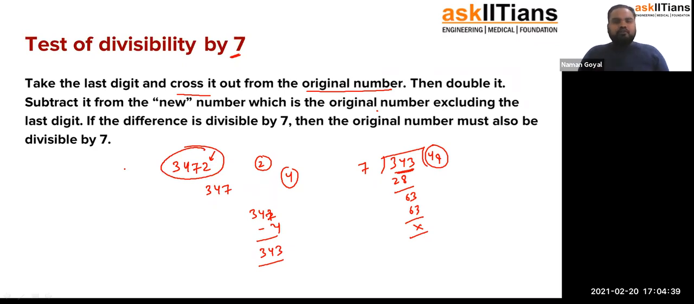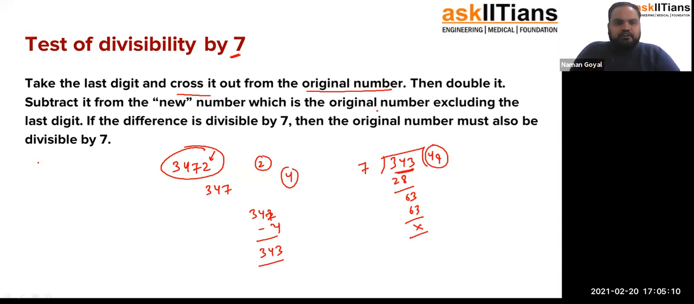Are you getting my point? So first we remove the last digit, then double that digit and subtract it from the new number we got. Check whether the number after the difference is divisible by 7 or not. If it is divisible by 7, then we can say that the whole number is also divisible by 7. We can take another example.